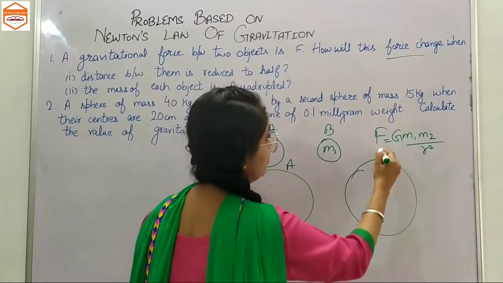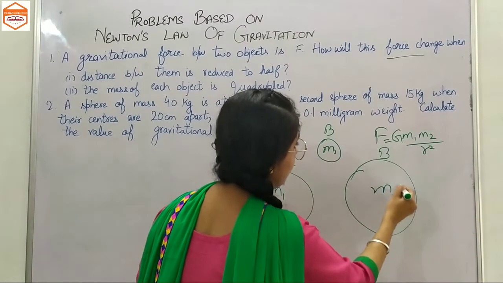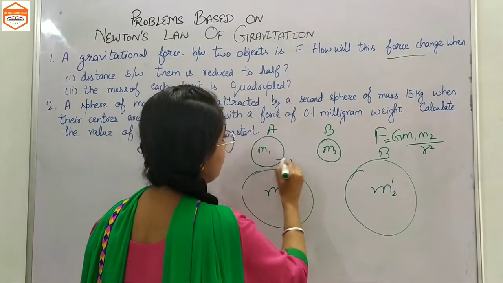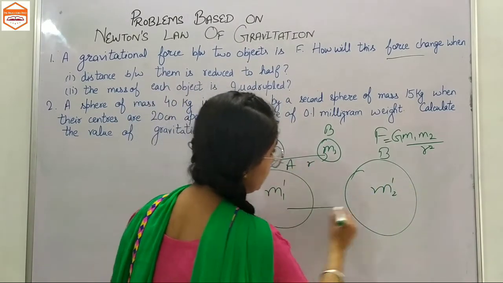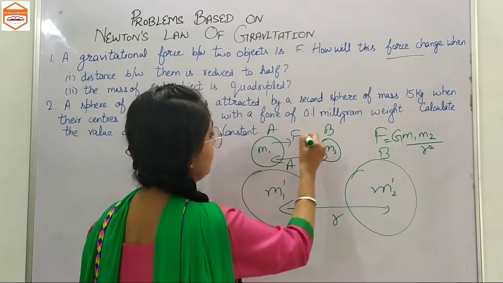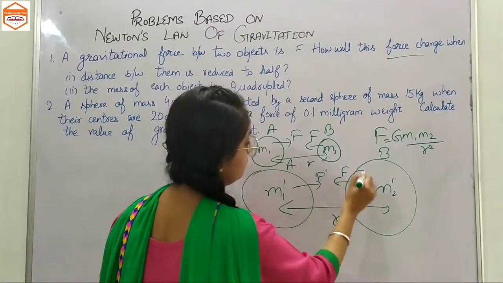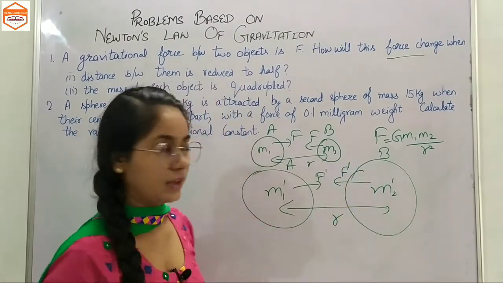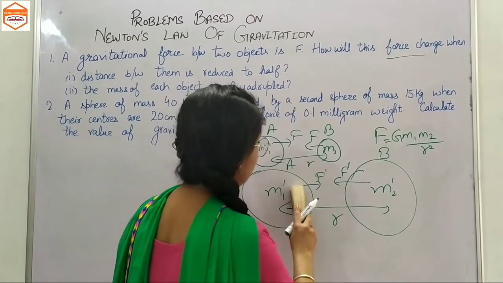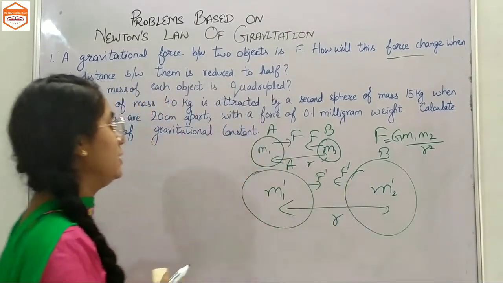And of course there would be change in their denotation. That would be m1 dash, m2 dash. The distance would be same in these two masses, but the force of gravitation would change like this, right? Okay, not from the middle, not from within, from the outside. The arrow would be outside.